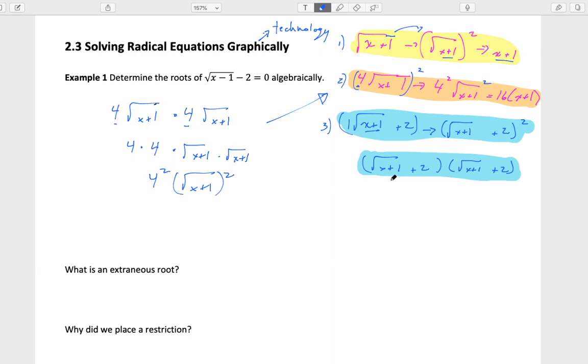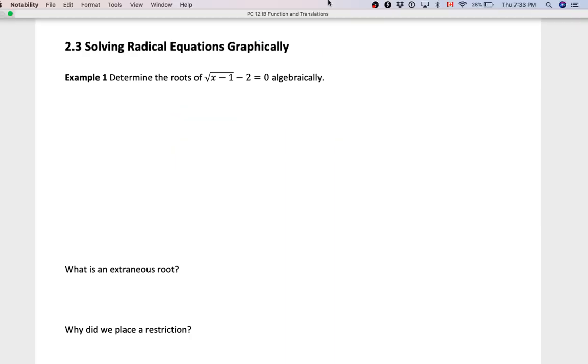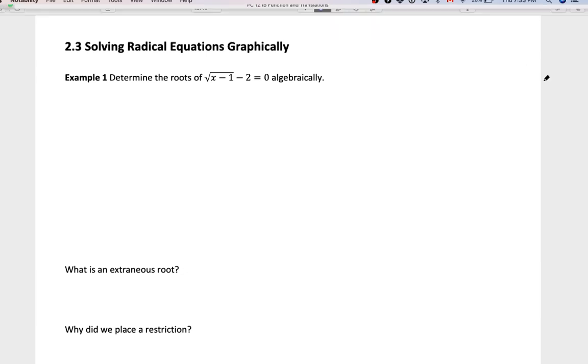Now this gets a little bit nasty, simply because we have to FOIL this out. If you notice that there's a radical plus a constant, and that constant is outside the radical, you're going to have to treat it like a binomial. Anyways, I'm sure you're familiar with this. If not, make sure you ask questions. So let us get started. Let us begin with the first example here.